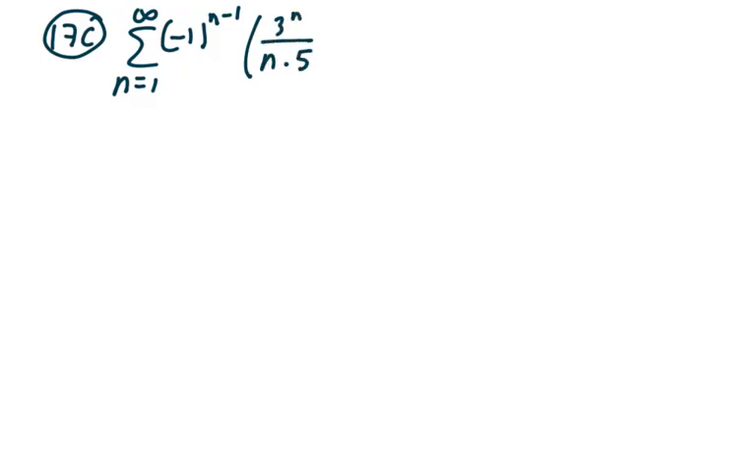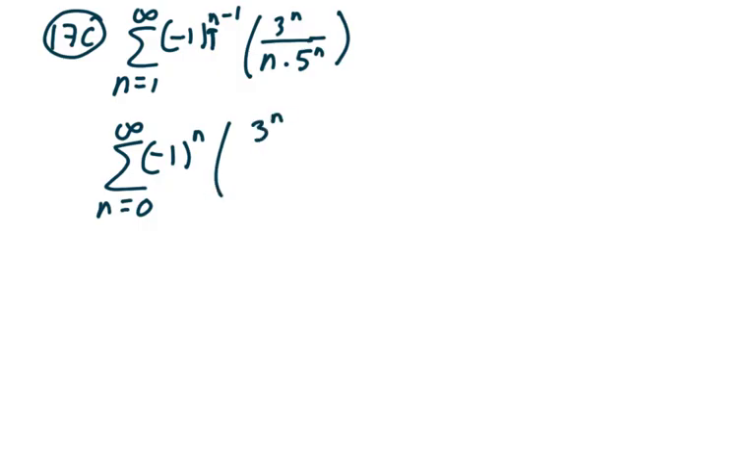17c. We have the summation from n equals 1 to infinity of negative 1 to the n minus 1 times 3 to the n over n times 5 to the n. I'm going to drop this to the summation from n equals 0 to infinity, so I want the lower limit to start at 0. That means n gets replaced with n plus 1, and you get negative 1 to the n times 3 to the n plus 1 divided by n plus 1 times 5 to the n plus 1.